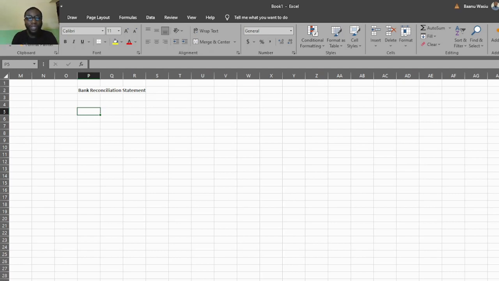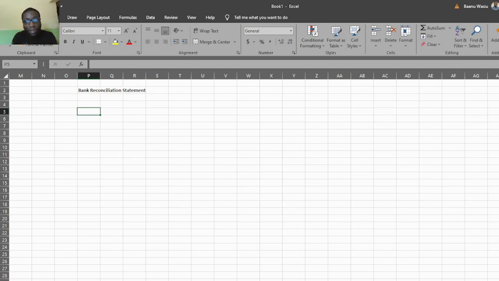And some of the common transactions that usually cause that problem. Number one, we have a deposit in transit. That means cash that has already been recorded in the cash book, but is yet to be processed by the bank. The bank has not recorded that transaction, but we have recorded it in our cash book. So that will give a difference between the balance at the end of the month or the year.